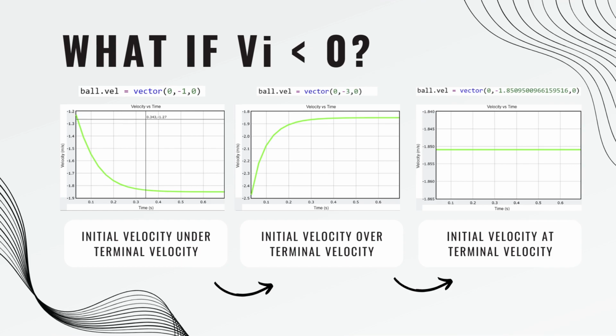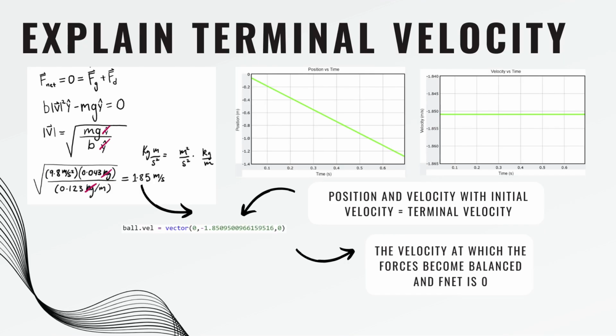So I kept doing this until I got an initial velocity at which the velocity was constant throughout the entire motion. This velocity is the terminal velocity, and shows that regardless of the initial velocity, the terminal velocity will not change. This is because the gravitational force does not change, and so when the net force is zero, the magnitude of velocity will always be the same.